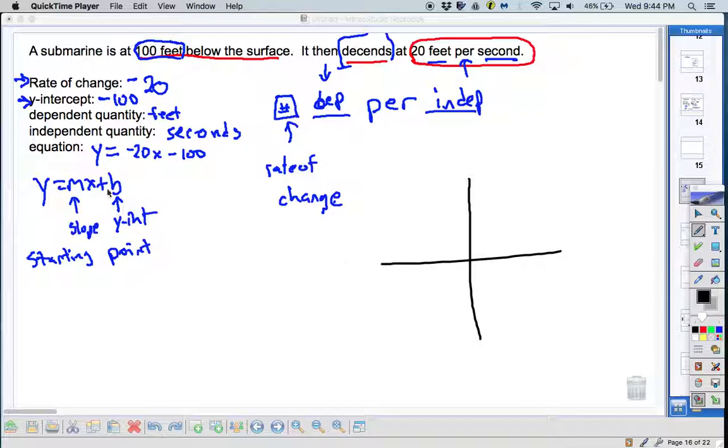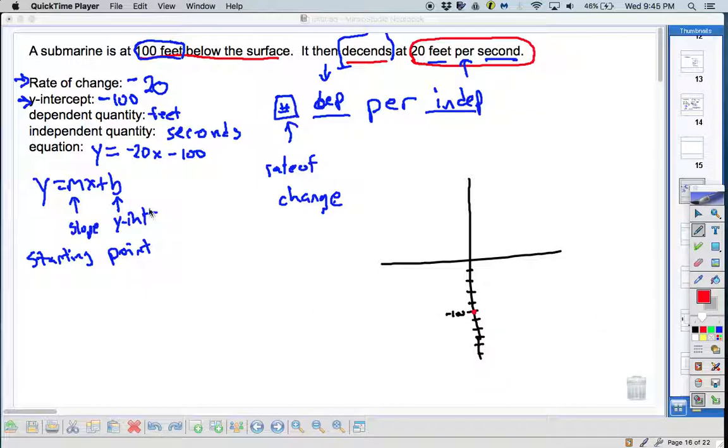And it says that we're going to be starting at negative 100, so I need to be below the surface at negative 100. So I'm going to count by 20s: 20, 40, 60, 80, 100, 120, 140, 160, 180. Okay, so there's negative 100. And the first thing you do is at negative 100, we're going to put a dot. So there's our point. That's our y-intercept.